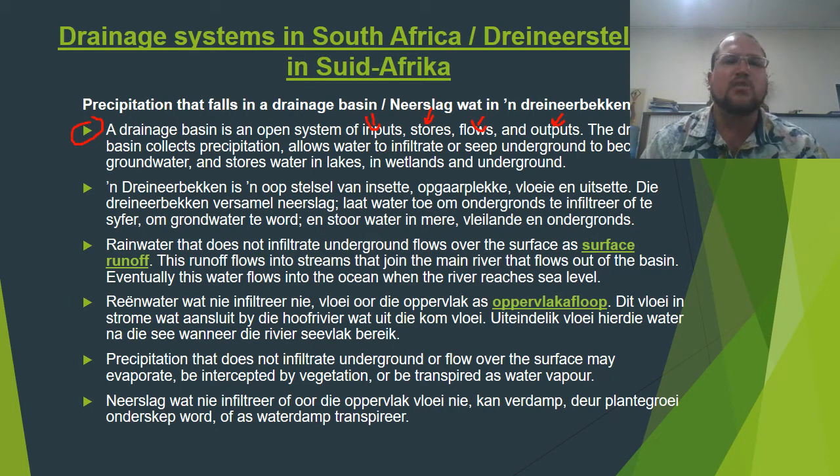The drainage basin collects precipitation, allows for water to infiltrate or seep underground to become groundwater, and stores water in lakes, in wetlands, and underground. Rainwater does not infiltrate underground flows.